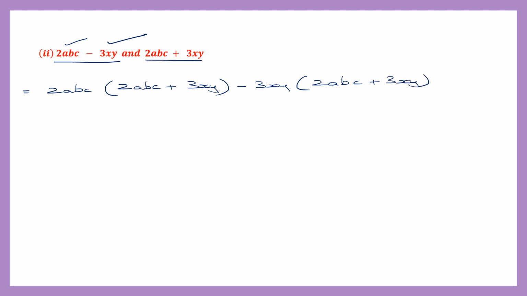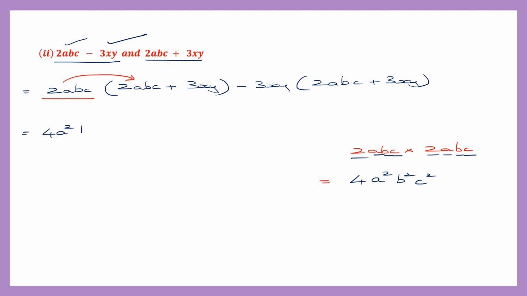Now let's begin our multiplication. We multiply the first term with this monomial here. So that is 2abc into 2abc. First the numbers, that is 2 2's are 4. Then a into a is a square. b into b is b square. c into c is c square. So what do we have here? 4a square b square c square.